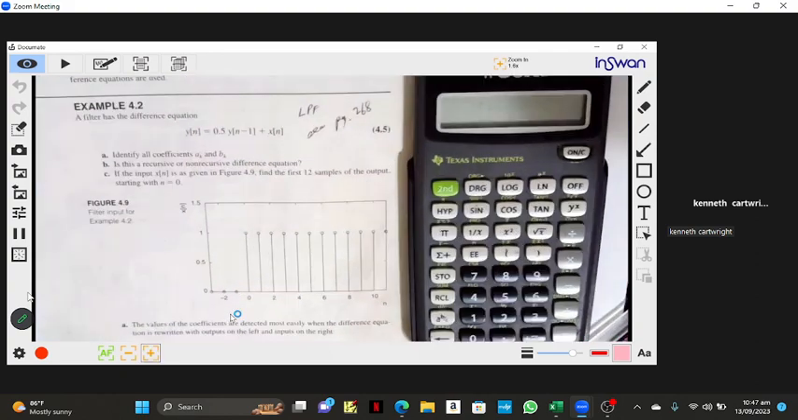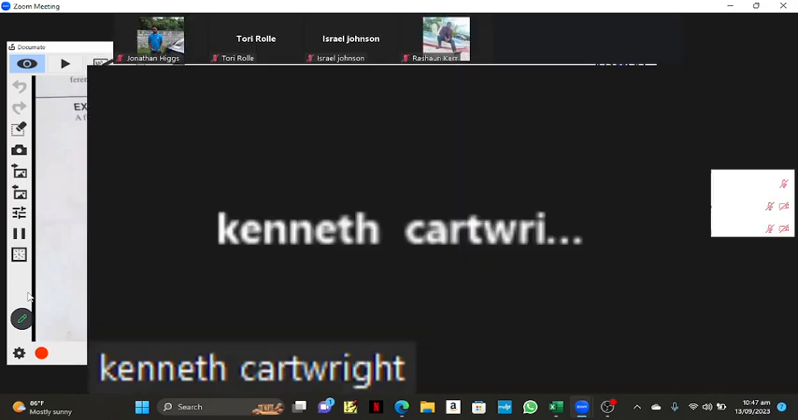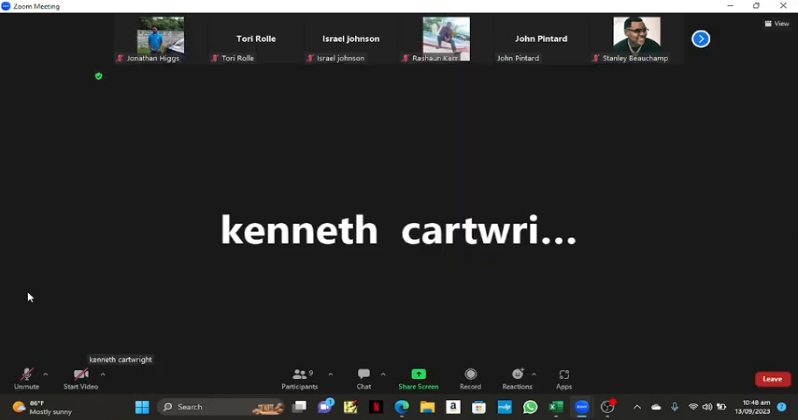Any other questions before I move back? Okay. Now I'm going to let you in on a little secret. You can actually simulate a digital filter in PSpice.